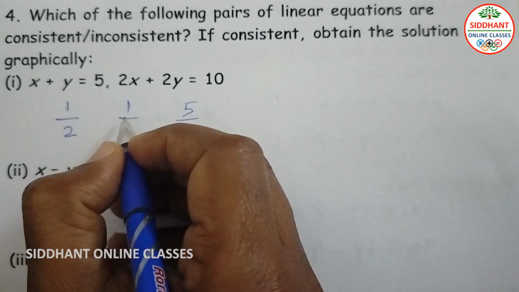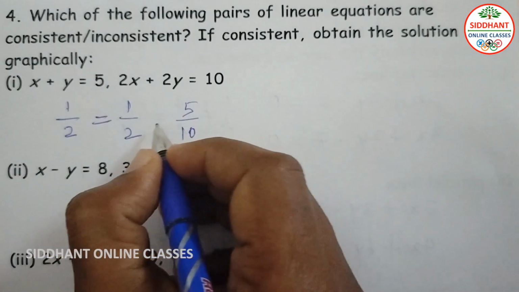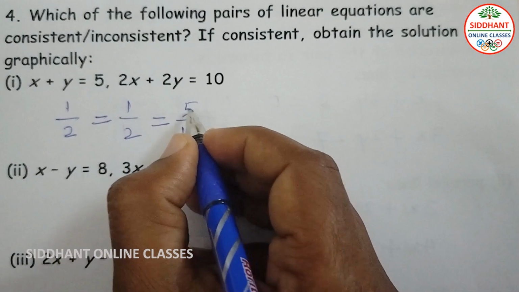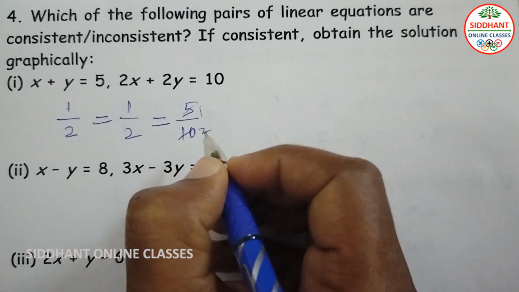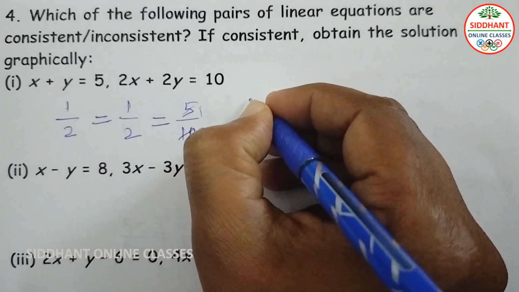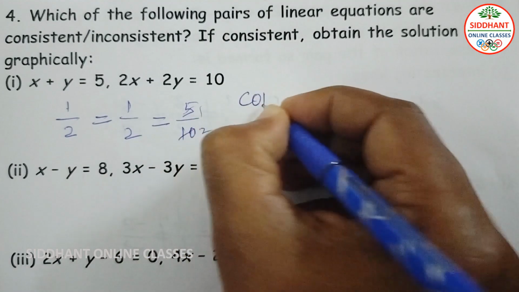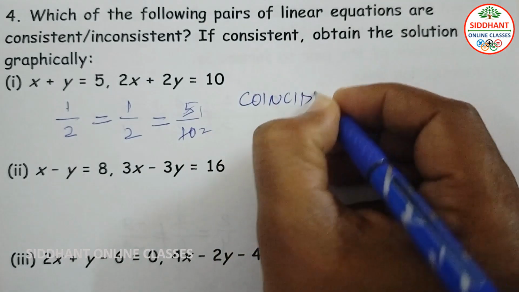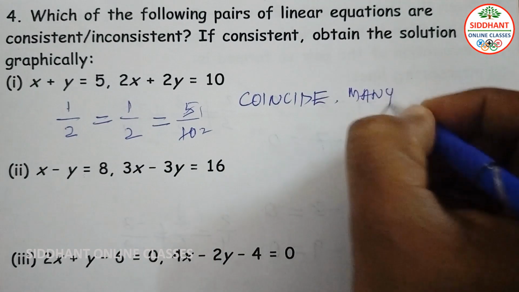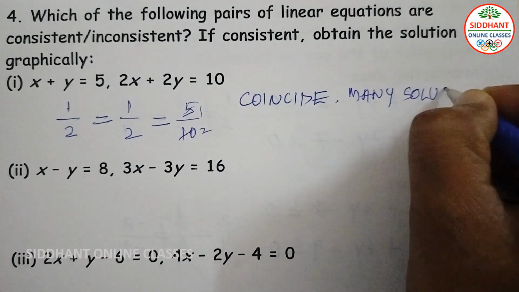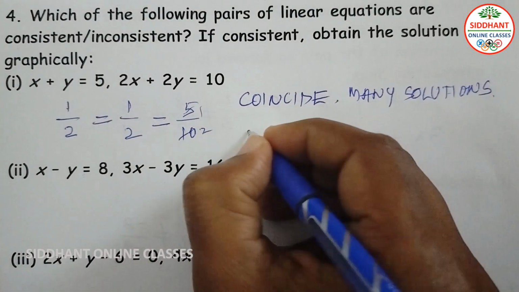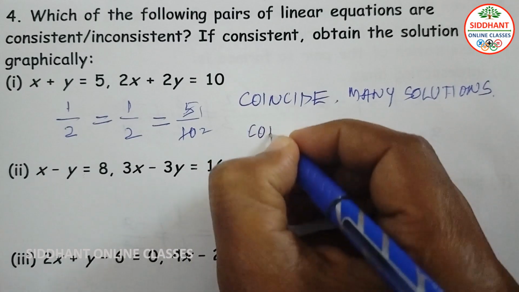So a1 by a2 is equal to b1 by b2, and b1 by b2 is also equal to c1 by c2. That means here 1 by 2. So we can say that the two equations are coincident to each other. That means there are many solutions. So we can say that the two equations are consistent.